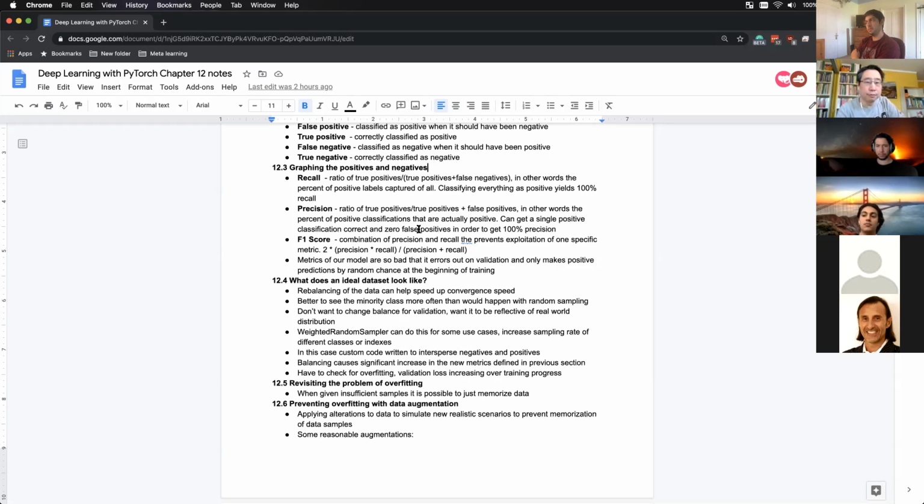I have a question on that. Why 2 times the precision times recall in the numerator as opposed to just precision times recall? Is there any mathematical reason or any logical reason for that?